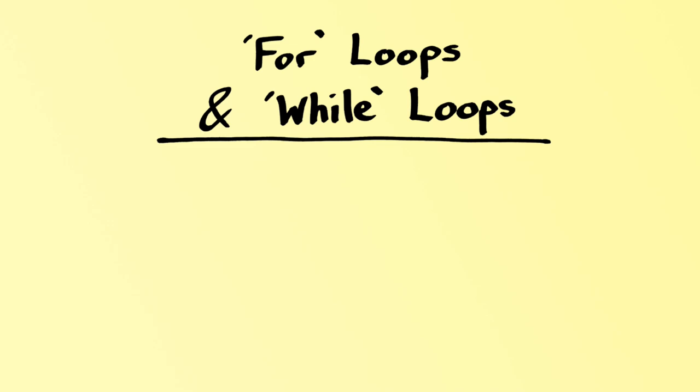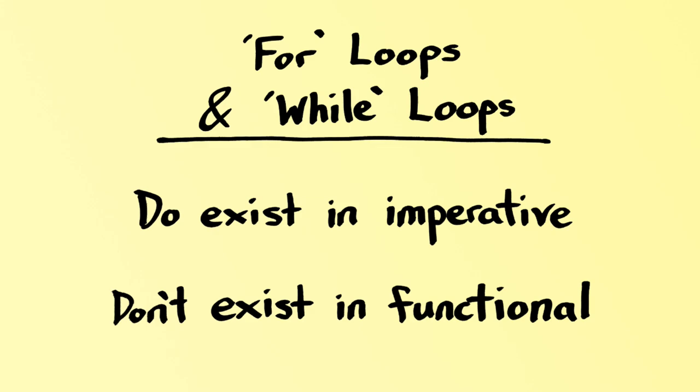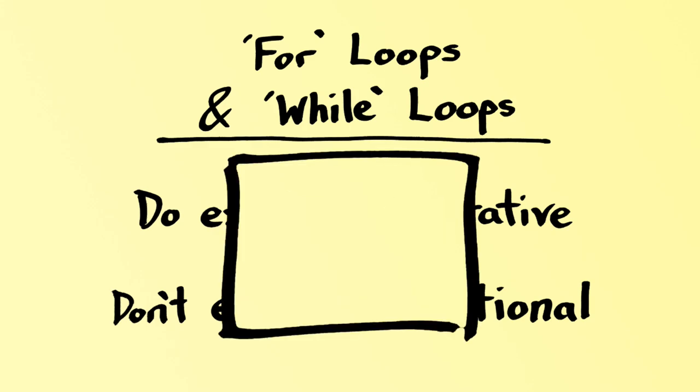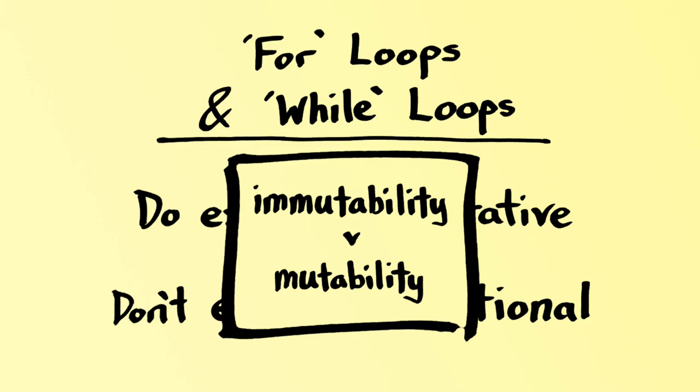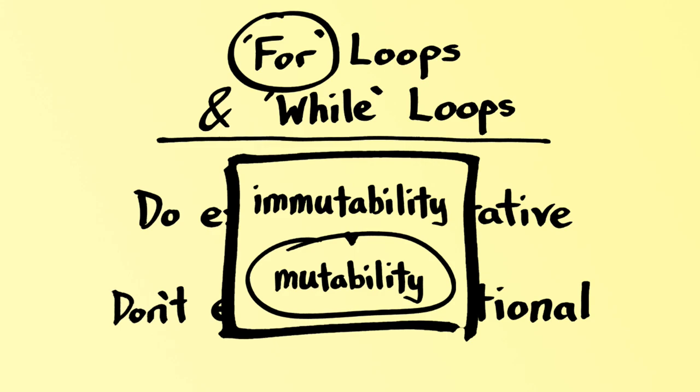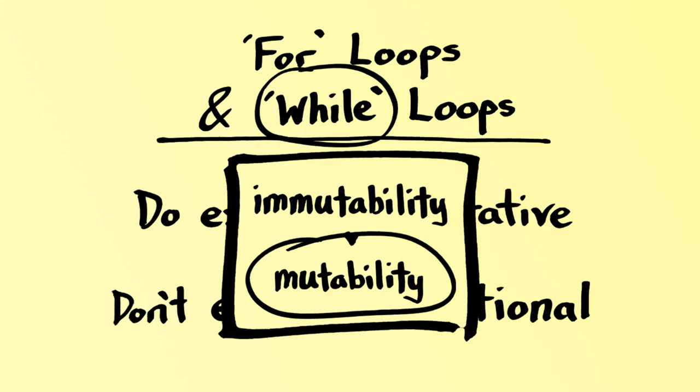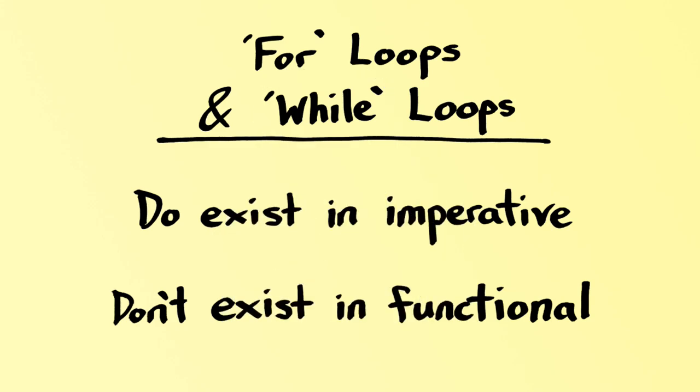Next miscellaneous thing, loops. For loops and while loops do exist in imperative languages, but don't exist in functional languages. Why? That whole immutability versus mutability thing. Every for loop needs to have an index variable which needs to be mutable. We called this index variable index in our earlier example. In a similar way, every while loop needs to have a mutable Boolean value to be the condition of when the loop ends. Thus, no for loops or while loops in functional programming. Actually, you can hackishly use for loops and while loops in a language like Haskell if you want, but that's a very silly thing to do because, well, visual analogy time.